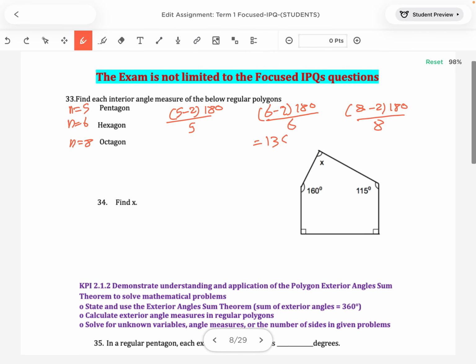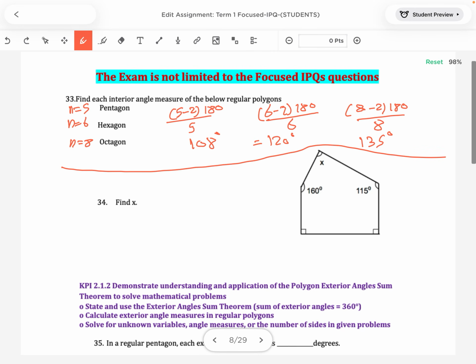This one is 135. This one is 108. And the last one is, no, this one is 135. This is 6 here, this is 120 degrees.